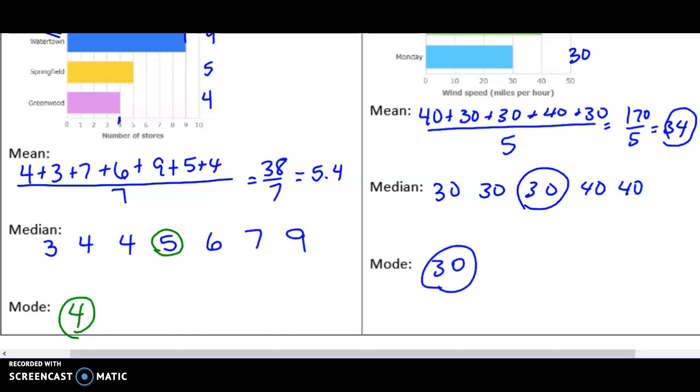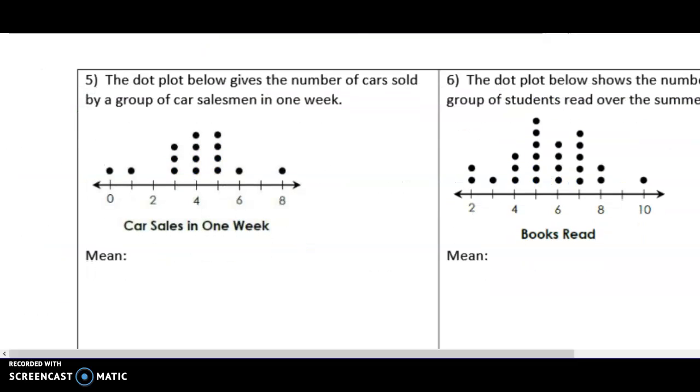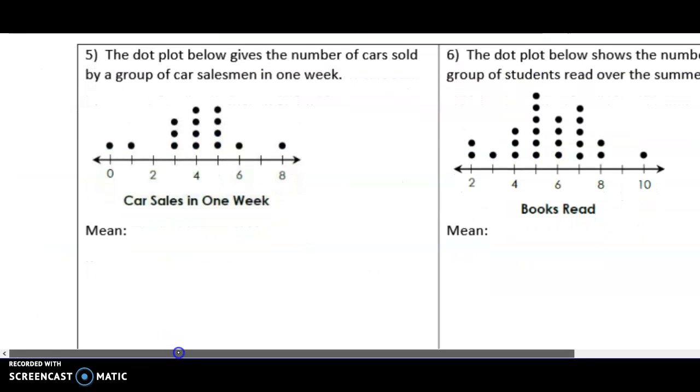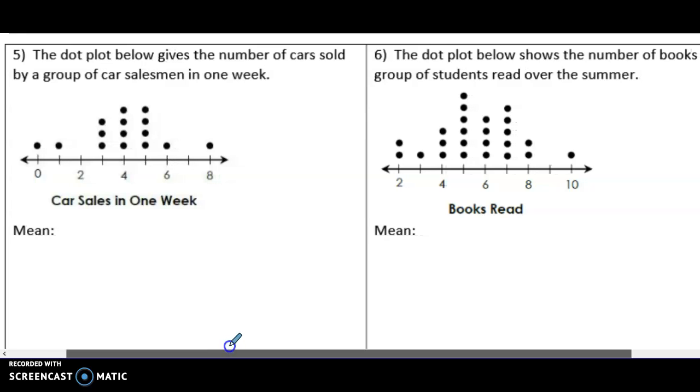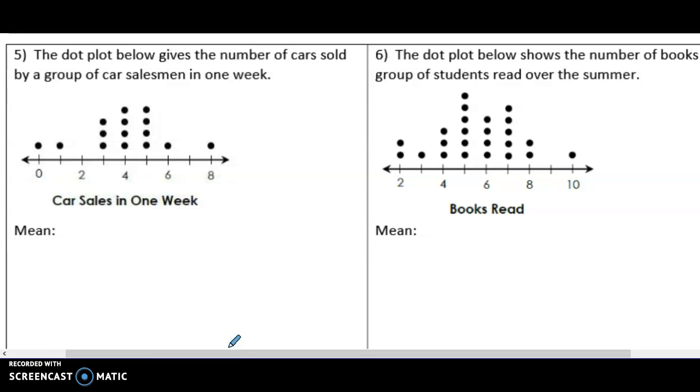All right, let's look at a different way this data could be shown. Okay, we kind of covered this a little bit last week, but I want you guys to try another one. Okay, the dot plot below gives the numbers of cars sold by a group of car salesmen in 1 week. So if I want to write all these numbers out, first of all, you need to figure out what the dots are counting by. So it looks like they're just counting by ones. 1, 2, 3, 4, 5, 6, 7, 8.